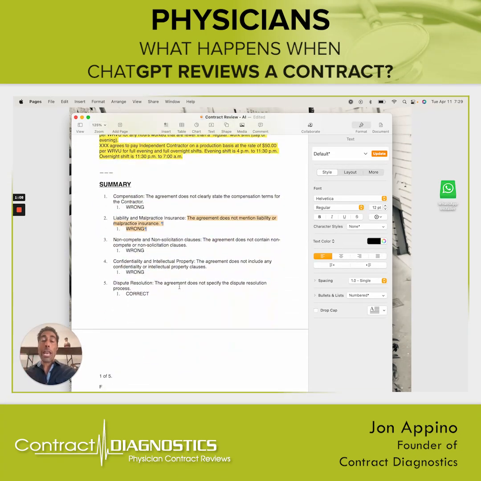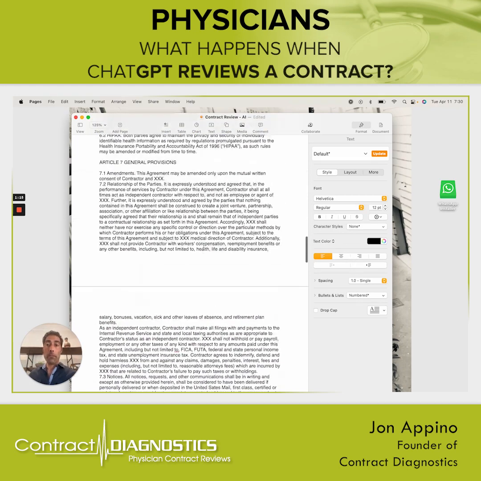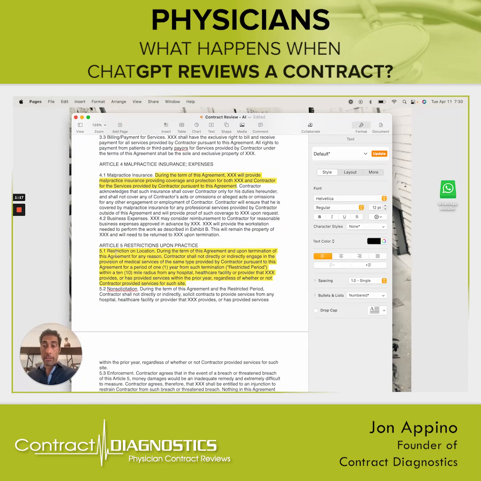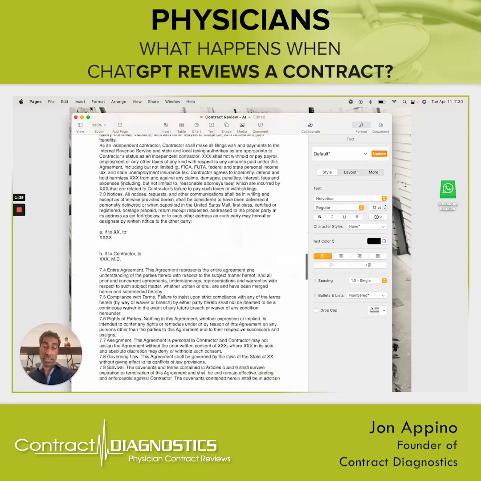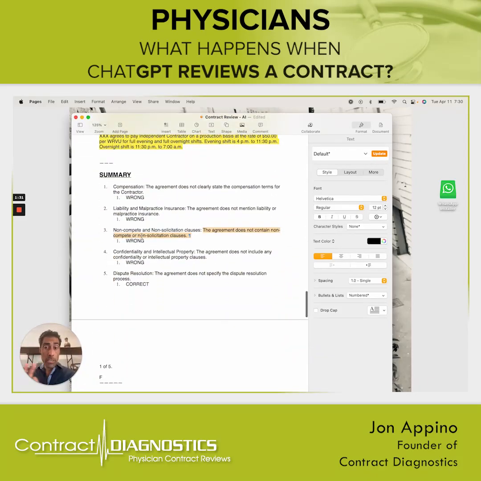What else we got? Non-compete. The agreement does not contain a non-compete. Okay? Well, this to me looks like a non-compete. Restrictions upon practice, okay? During the term and upon termination for any reason, the contractor cannot do for 1 year within 10 miles of any hospital or healthcare facility. That's a restriction. The non-solicitation is right underneath it. So number 3 is blatantly wrong.